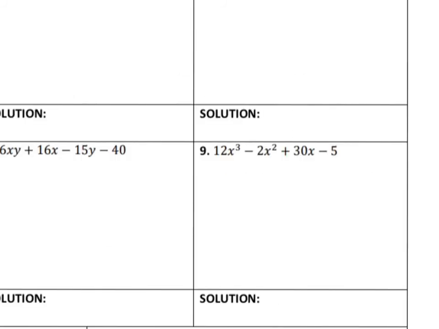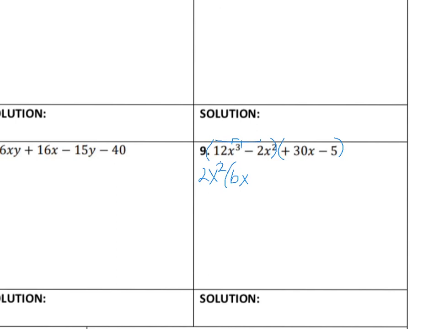Alright, so we have 4 terms, so look for a GCF between all 4 terms. This one doesn't have one. So we can factor by grouping because it has 4 terms. So let's look for a GCF just within the first 2 terms. So they have a 2 in common, and they also have an x squared in common. So let's divide everything here by 2x squared. So 12 divided by 2 is x. And if I have 3 up here and 2 down here, that leaves me with a single x.